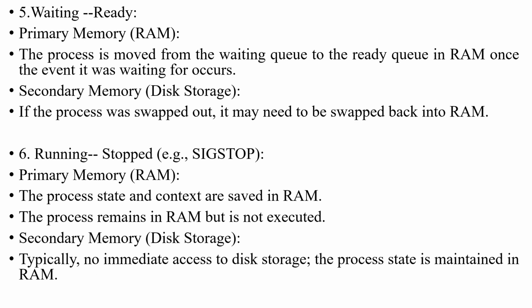Running to stop. For the primary memory, the process state and the context are saved in the RAM. The process remains in the RAM but is not executed. Secondary memory: typically no immediate access to direct disk storage. The process state is maintained in the RAM.